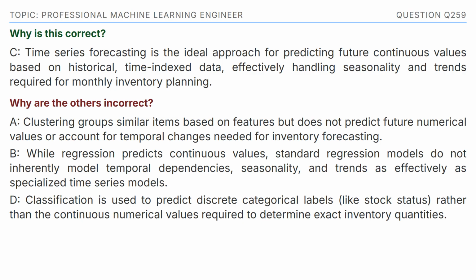Why are the others incorrect? A. Clustering groups similar items based on features but does not predict future numerical values or account for temporal changes needed for inventory forecasting. B. While regression predicts continuous values, standard regression models do not inherently model temporal dependencies, seasonality, and trends as effectively as specialized time series models. D. Classification is used to predict discrete categorical labels, like stock status, rather than the continuous numerical values required to determine exact inventory quantities.